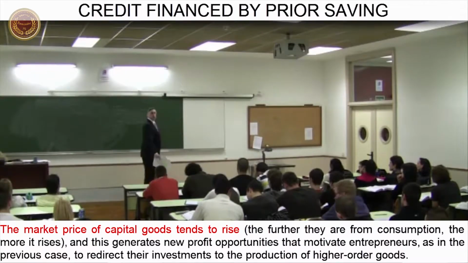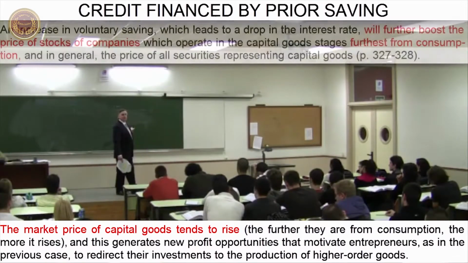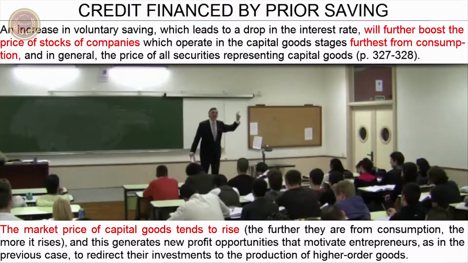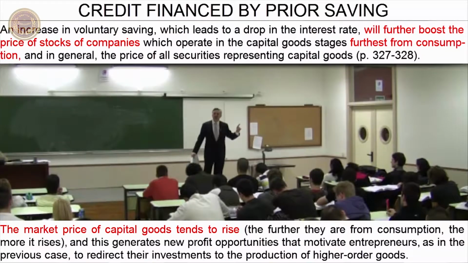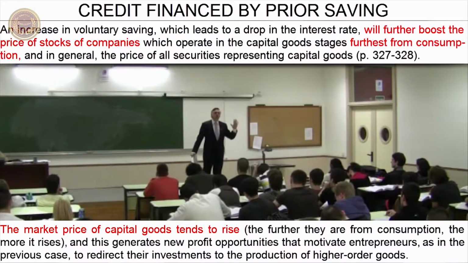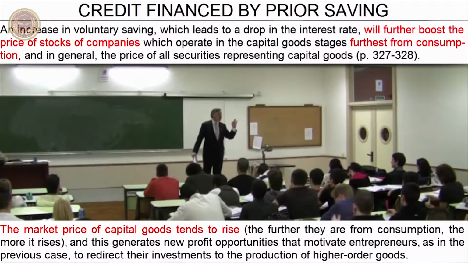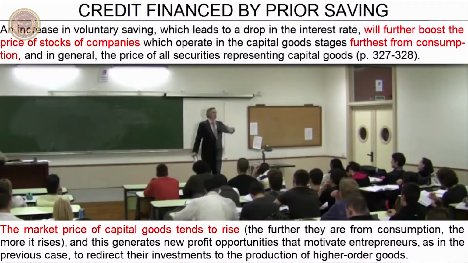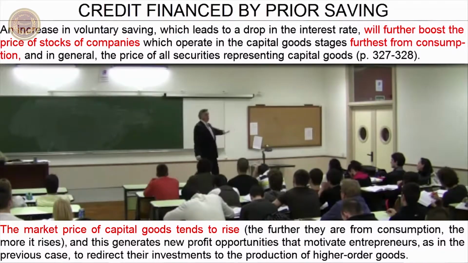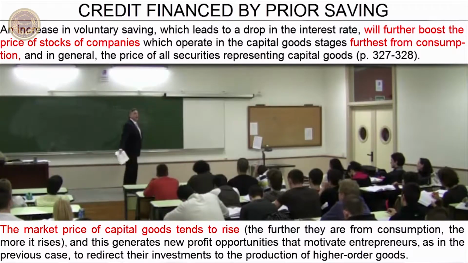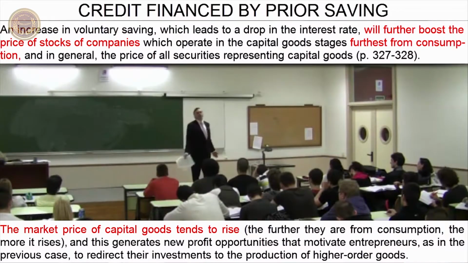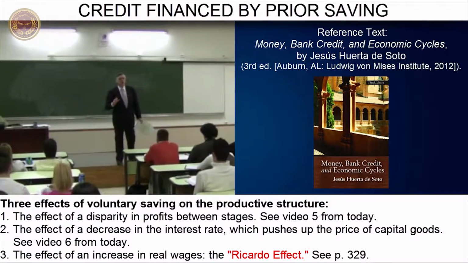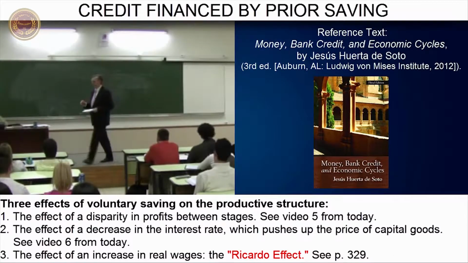And the same thing that happens to the price of capital goods happens to the price of securities that represent capital goods in stock markets. What is a stock? It is a security which represents partial ownership, ownership of a small part, 1 out of 10 million, for example, in a company. If that company operates in a stage far from consumption and interest rates have gone down, the value of the stock mushrooms. Whenever saving increases, a third essential effect, called the Ricardo effect, appears.